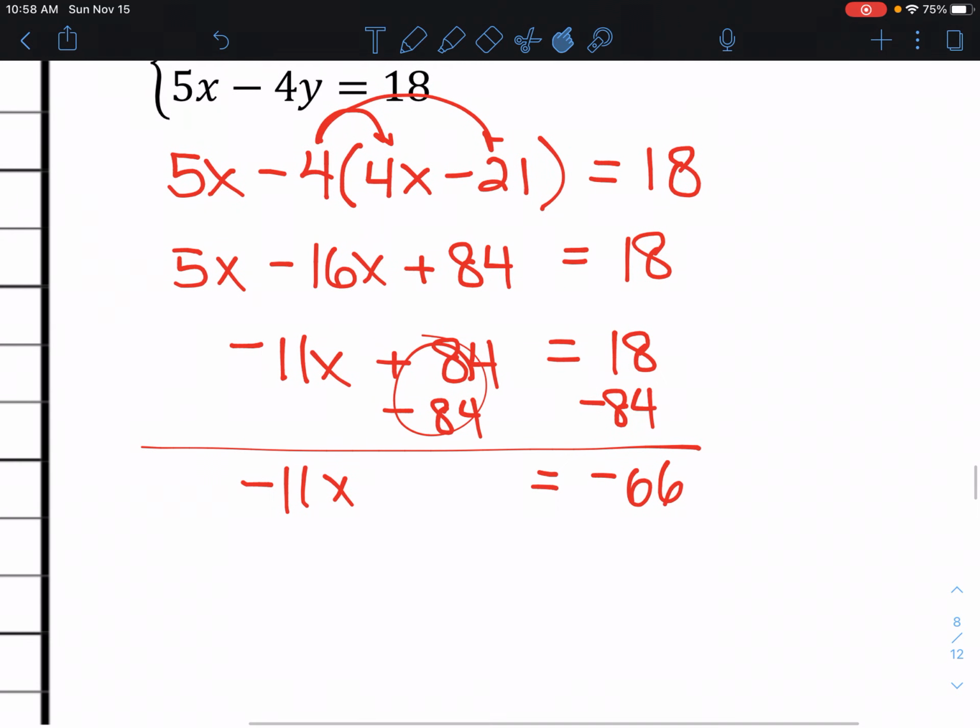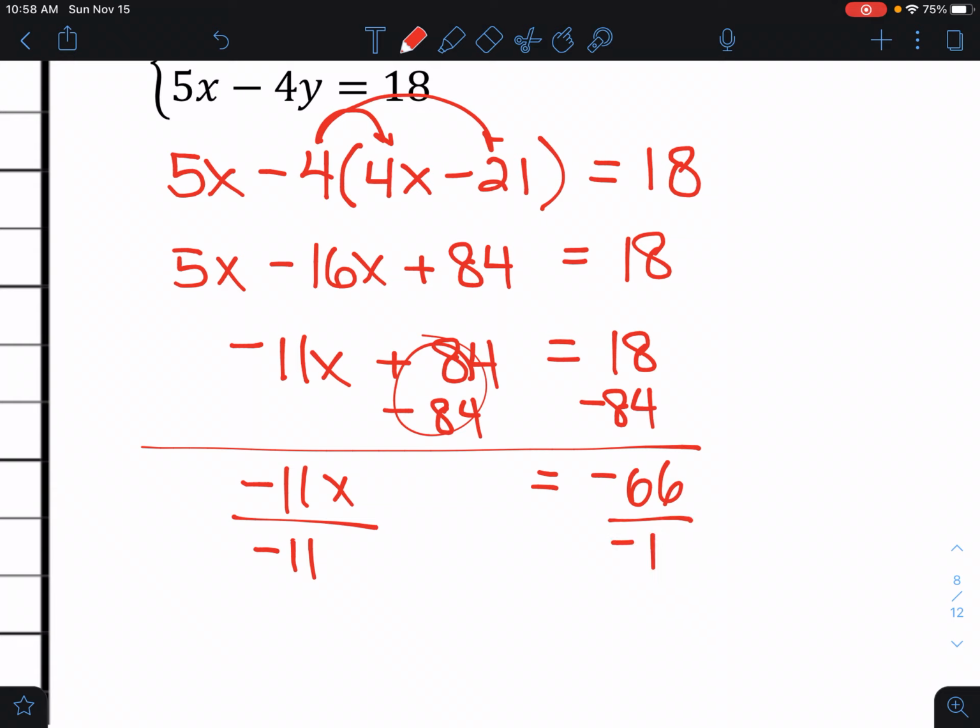So now we're going to divide by -11. And here's where you want to be careful again with your signs. If you divided accidentally by +11, then you would get an incorrect answer here, and then it would also make your y value incorrect. Okay, so now I get x equals 6.